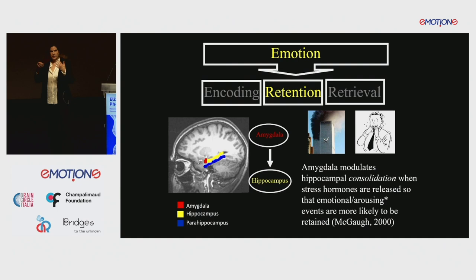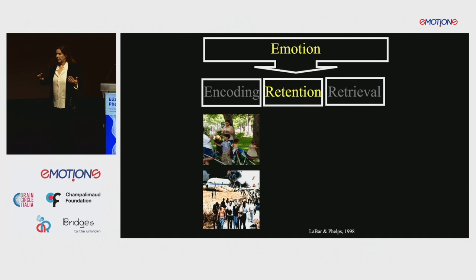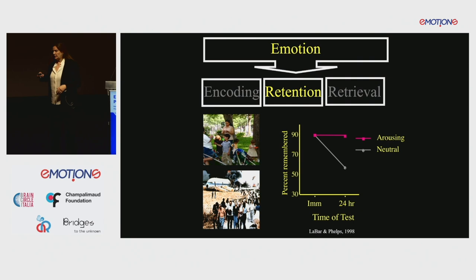So what does this look like if you're looking at emotional information? So imagine I showed you a picture like this, a nice little picnic in the park, or a picture like this, a car, an airplane crash. And then later on, I said, do you remember seeing these pictures before? I show you some that you saw before, some that you did not. And what you'll see is, immediately, you're going to remember almost all of those pictures. Visual memory is very good.